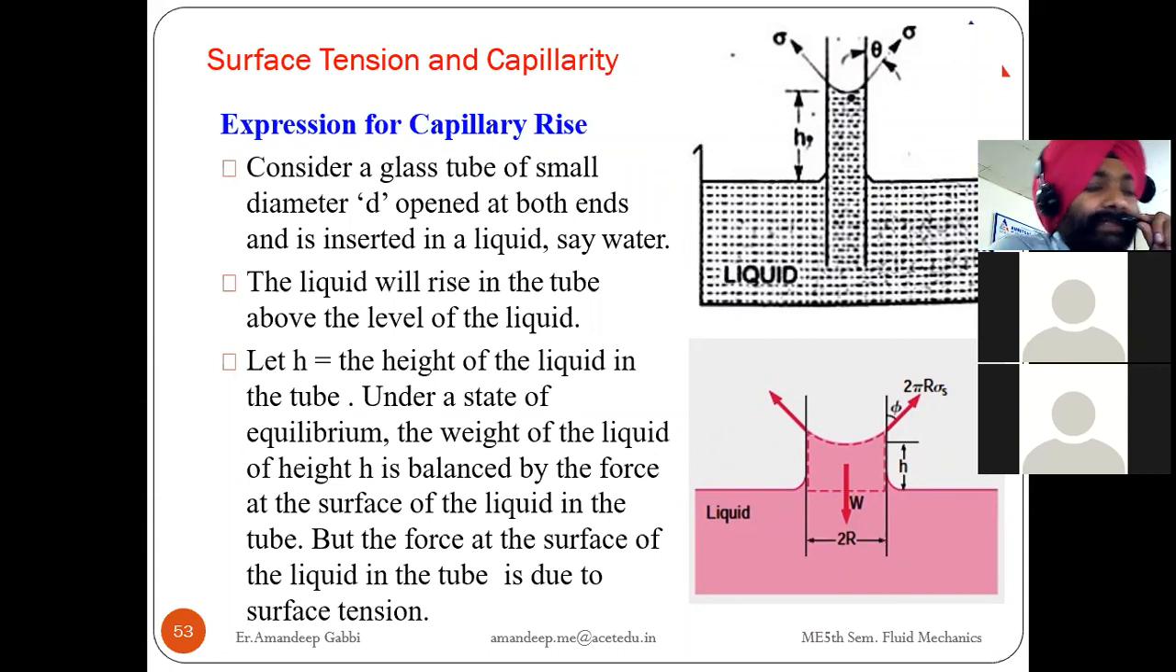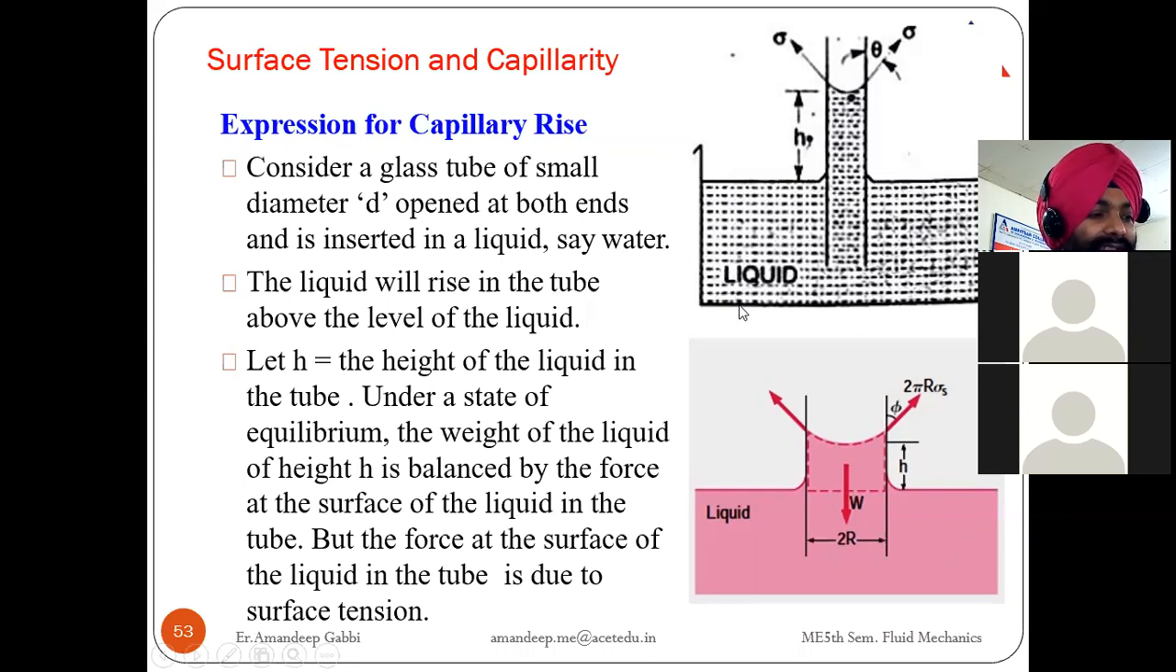Equilibrium state is when there is no up or down movement of liquid. There is no movement of the liquid in the capillary, either on the upper side or the lower side. Under the state of equilibrium, the weight of the liquid of height h is balanced by the force at the surface of the liquid in the tube. This weight and this force of adhesive forces balance each other, and it is stabilized at this point.